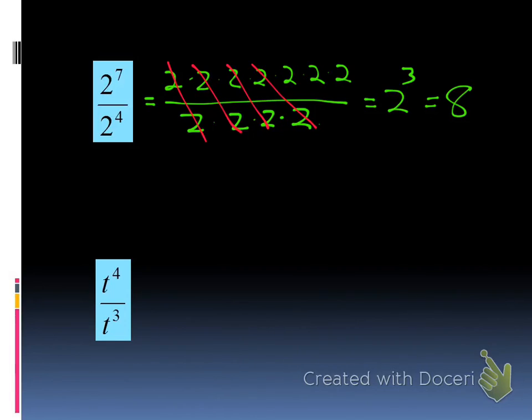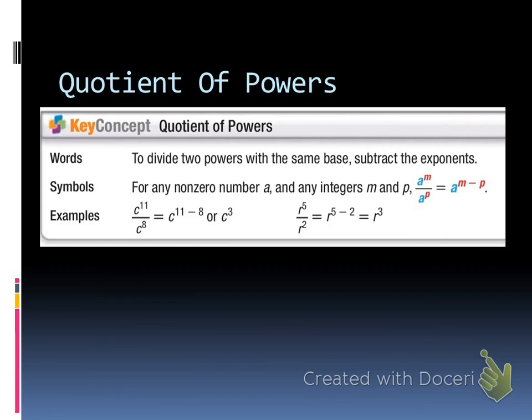Everybody good? The bottom one, t to the 4th over t to the 3rd, is going to be just what then? T. Technical terms, it's called the quotient of powers. Just like the other day, you can write the title of it, and then a little bit of letters to show examples. What I want you to take away is: you take the same base, you subtract exponents.